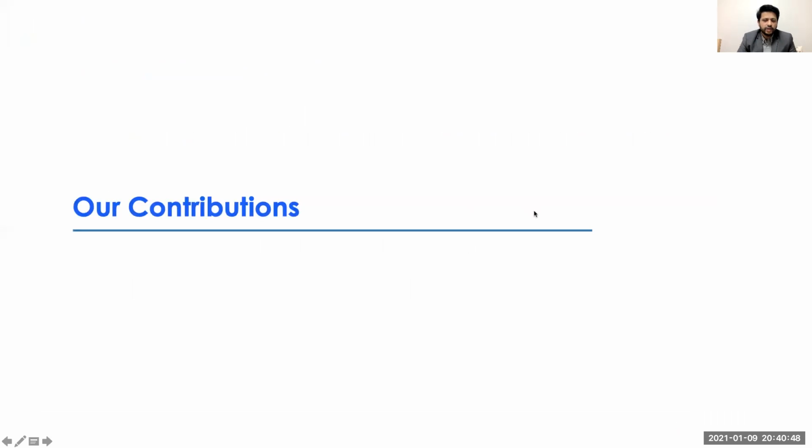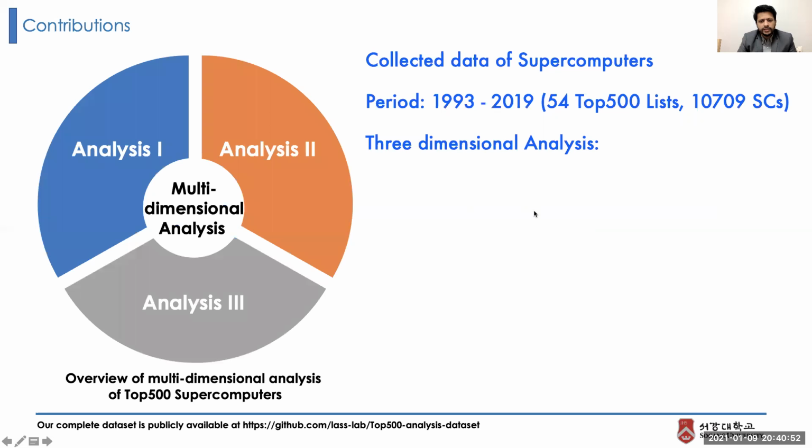Next, I will describe our key contributions in this work. We conducted a detailed analysis of 27 years of Top 500 lists, from 1993 to 2019, studying 10,709 supercomputers across several dimensions. Basically, we used a three-dimensional analysis.